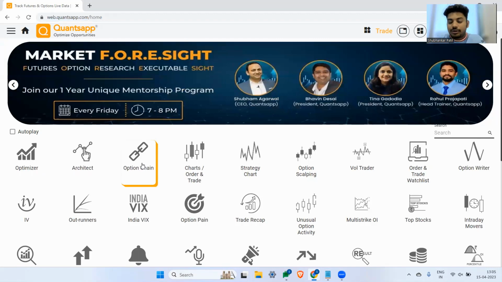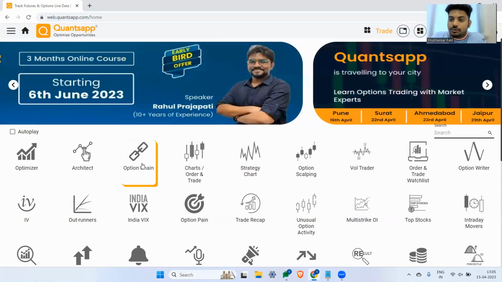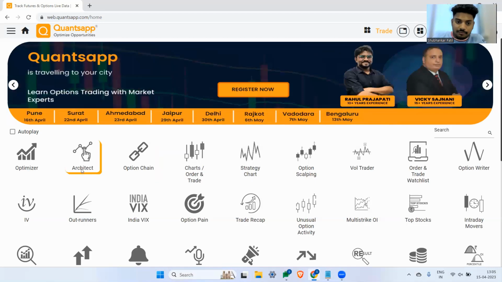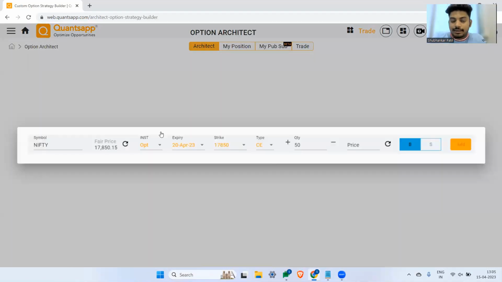So let's start by first understanding the theta component. Whenever we are closer to expiry, the theta starts decaying at a much faster pace. Okay. So now, how can we tackle this problem? One of the ways to tackle this problem, and we have discussed it a lot of times, is we can go ahead and create a bull call spread.